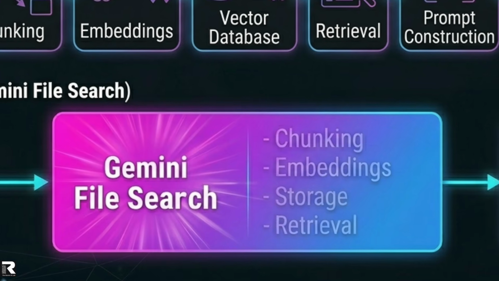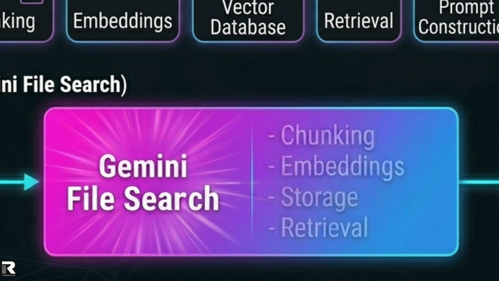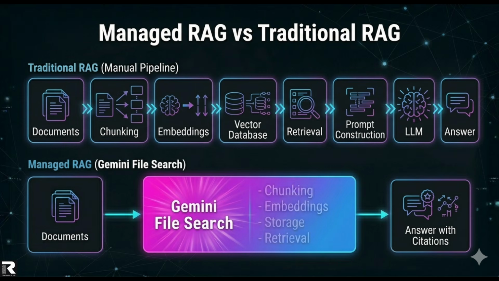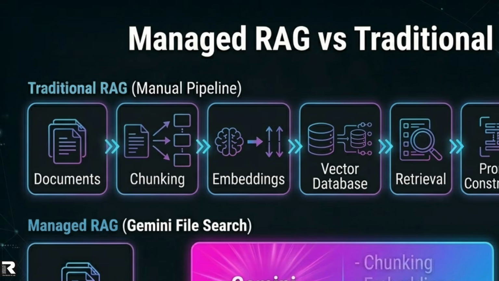Gemini is Google's multimodal AI system, and RAG, Retrieval Augmented Generation, is what you use when your app needs to answer questions using your data, not just what the model was trained on. Let's start with traditional RAG.